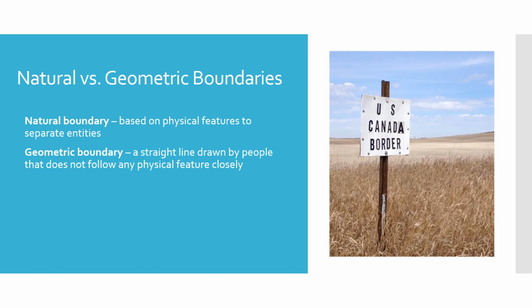A geometric boundary is a straight line drawn by people that does not follow any physical feature closely. If you look at that picture, it would not look like a natural border between two countries, but because it's been drawn by two governments, that is the U.S.-Canada border right there. It's splitting the two countries up. Natural versus geometric.